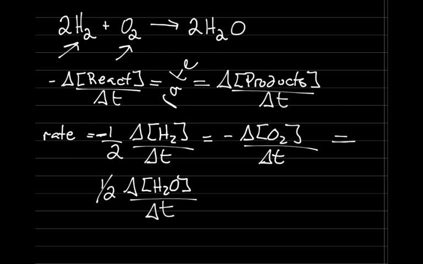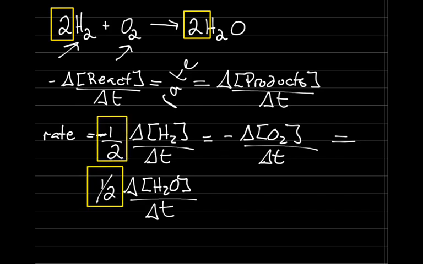So what I did is I took the coefficients and put them over 1. The reason I did that is that'll give you a rate of 1, right? So we're just getting rid of the coefficients. It's one way to think about it. So let's say I knew the rate of reduction of hydrogen gas, I could then figure out the rate of production of water.